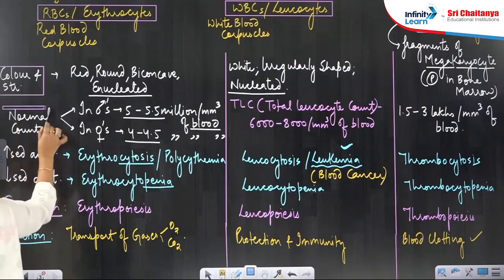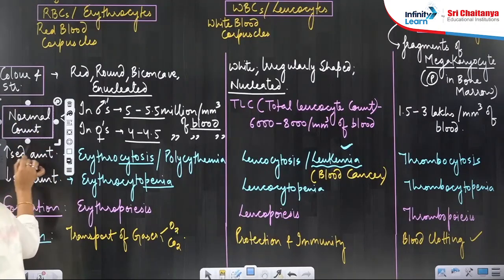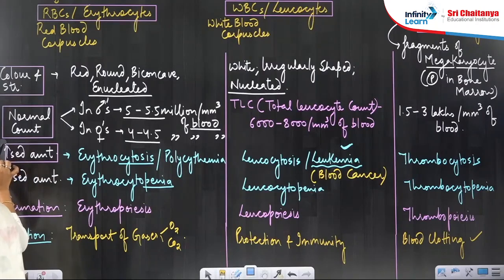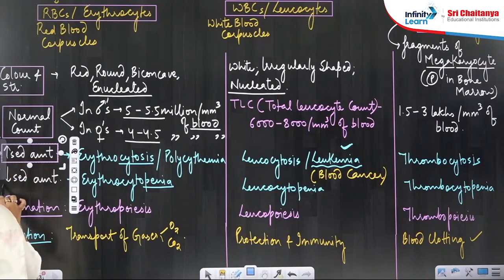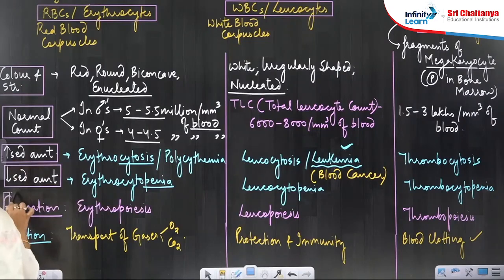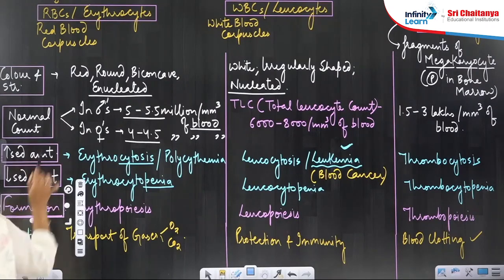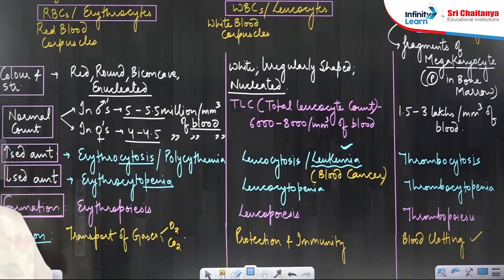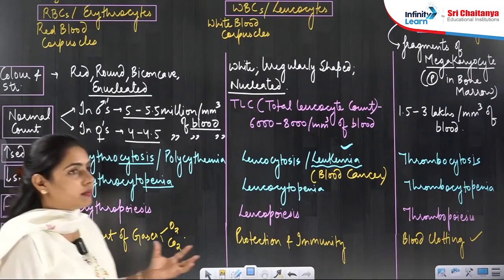You should know the normal count. You should know what is the term given to increased amount, what is the term given to decreased amount, what is the term given to its formation. You should know what the formation of RBC, WBC, platelet is known as, and what is the function of all these formed elements.